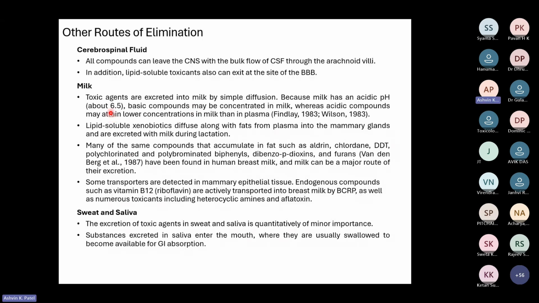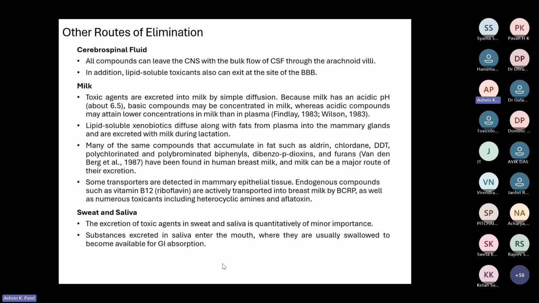Milk: toxic agents are excreted into milk by a simple diffusion mechanism. Lipid-soluble xenobiotics diffuse along with the fat from the plasma into the mammary gland and are excreted in the milk during lactation. Certain compounds accumulate in fat, such as aldrin, chlordane, DDT, and many others have been found in human breast milk. Milk can be a major route of their excretion, and it affects the infant.